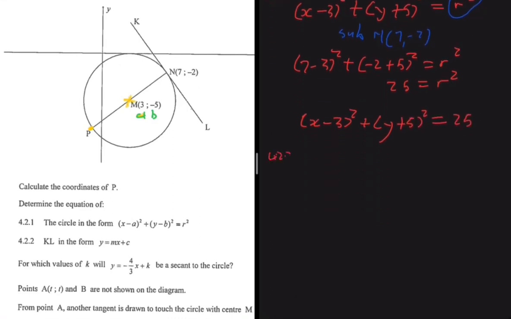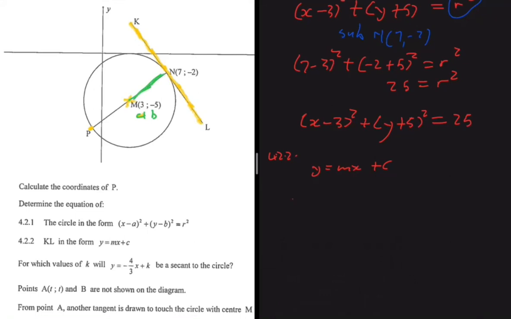4.2.2. So 4.2.2 is saying let's determine the equation of KL in the form y is equal to mx plus c. So let's look at KL. Is this line here, which is a tangent to the circle, right? So we don't have the coordinates of K, we don't have the coordinates of L, but if we calculate the gradient of MN, then we're gonna use that to find the gradient of KL, right? Let me show you what I'm talking about.